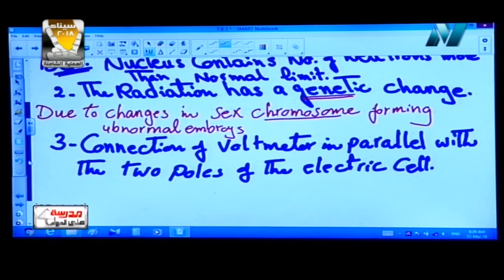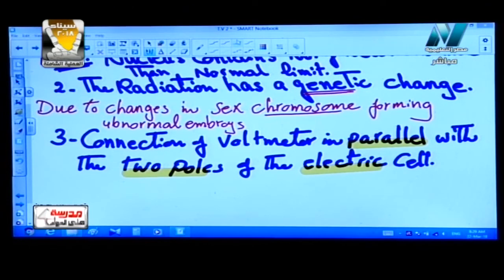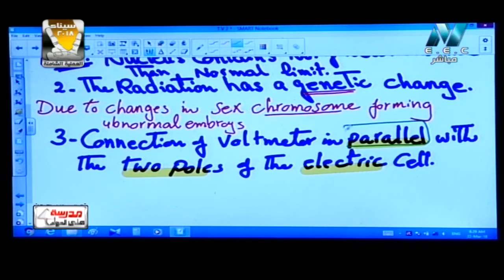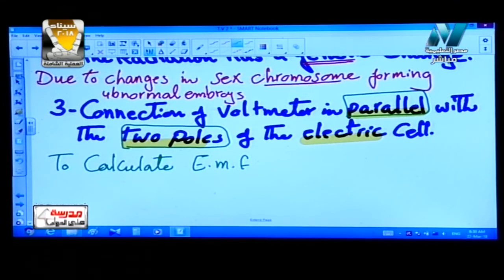Number 3: connection of voltmeter in parallel with the two poles of the electric cell. Note that it says with the two poles of the electric cell. If we have to connect the voltmeter, we should connect it in parallel. Here it is parallel with the two poles of the electric cell or of the battery, to calculate the electromotive force, because the voltmeter has two uses.